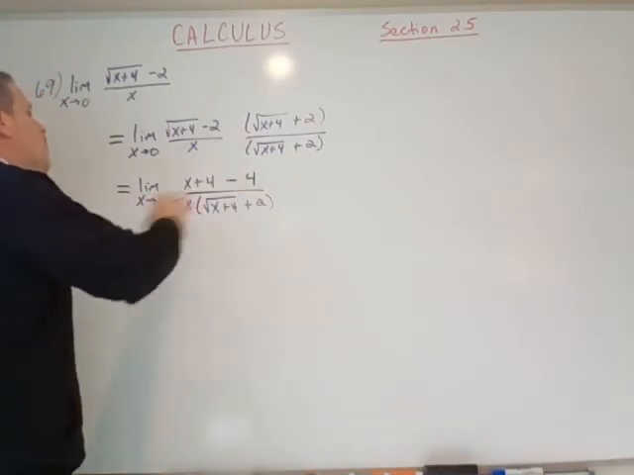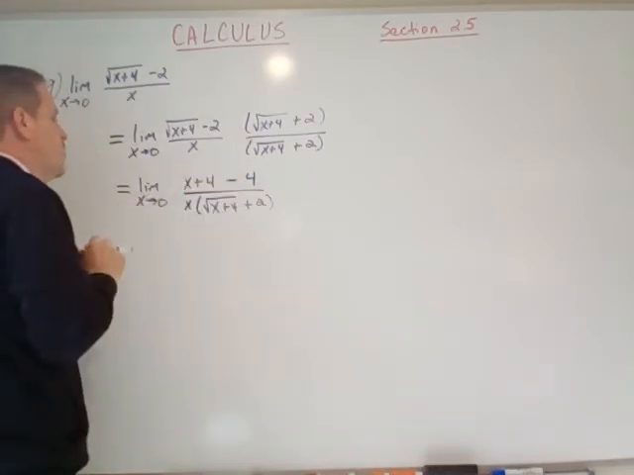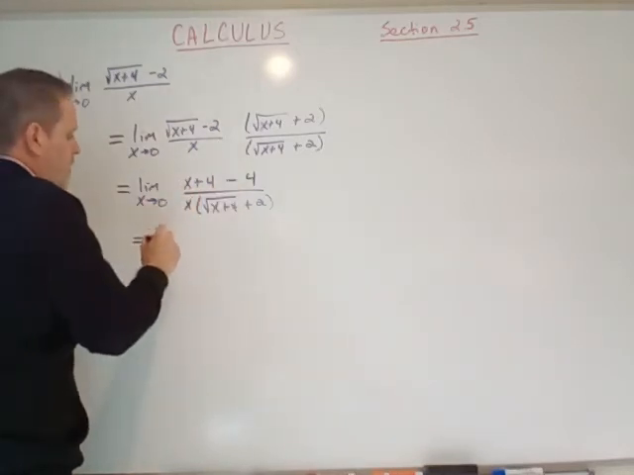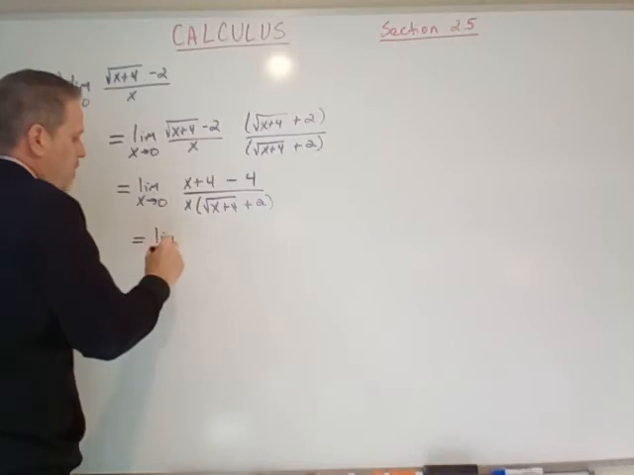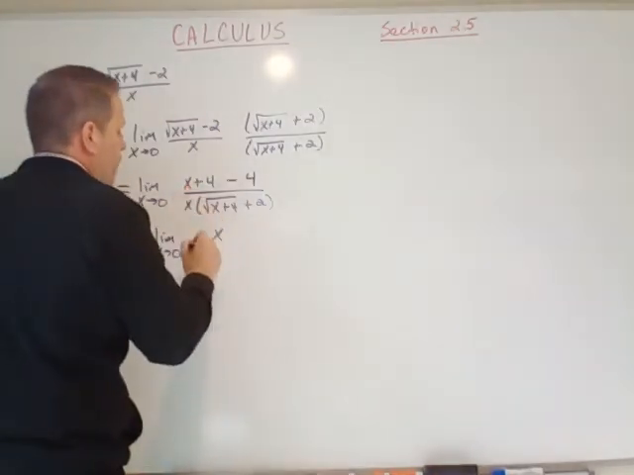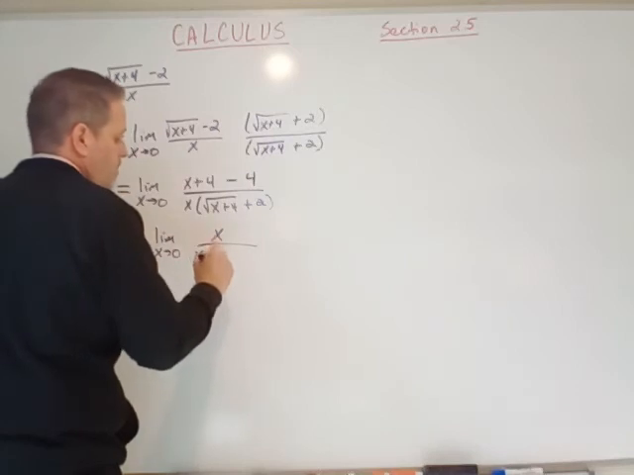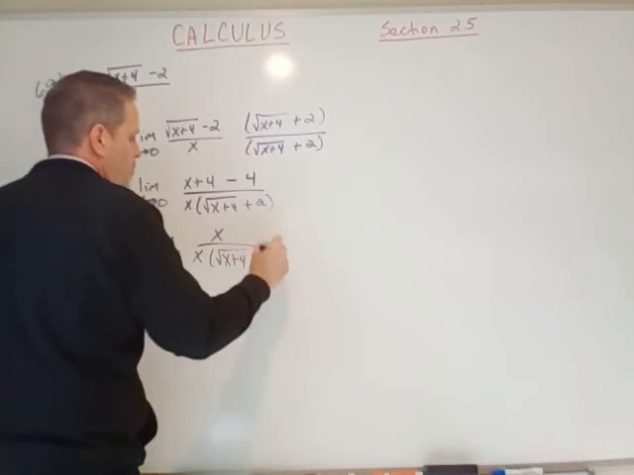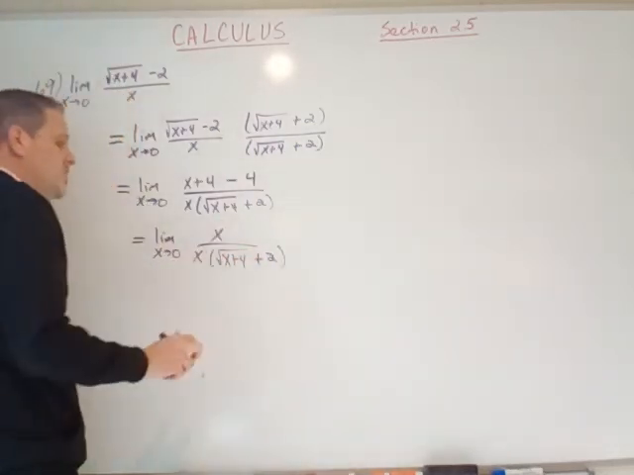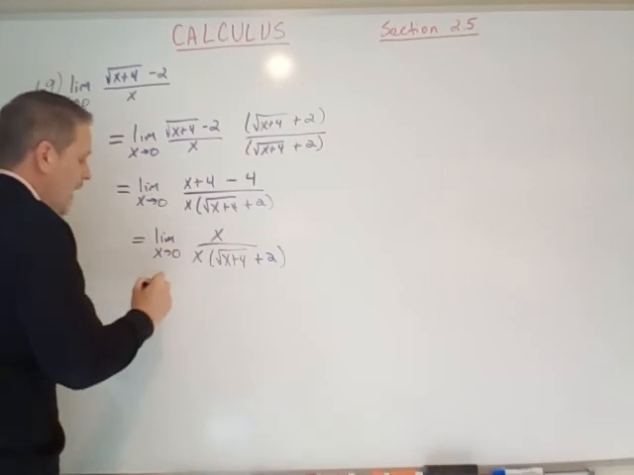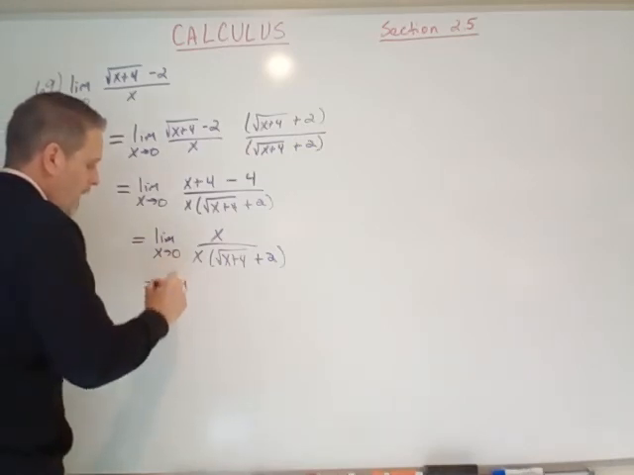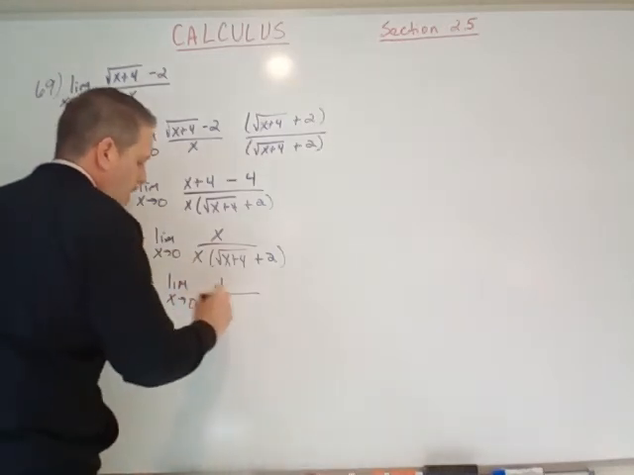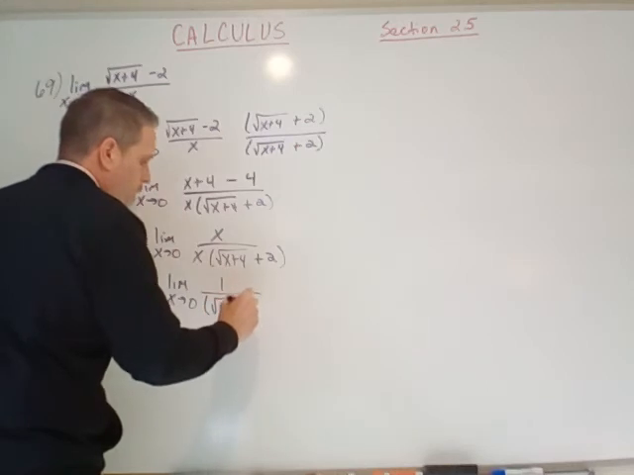Now, once we've done our multiplication of the conjugates in the numerator, we can see that we will have 4's cancel, and we will be left with our limit as x approaches 0 of x over x times the original conjugate of the numerator, which is the square root of x plus 4 plus 2. Now we can see we've got an x in the top and an x in the bottom. We can cancel both of those out. We are left with then 1 in the numerator, so we've got 1 divided by the square root of x plus 4 plus 2.